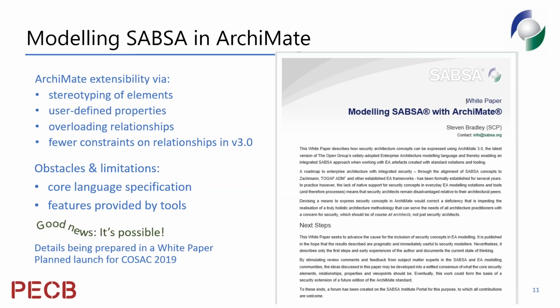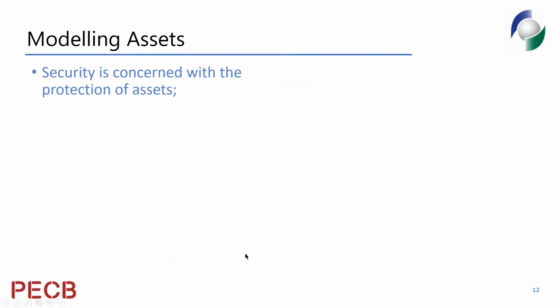And this is the subject of a paper that I'm working on with the SABSA Institute, the people that look after the SABSA security framework. This is a paper that we're going to be launching at the COSAC conference in October this year. So there's a lot of detail in this paper about how you model different elements and what properties they need. Not the greatest format to present that detail in a presentation, but I'll pick out a few examples from here to give you a flavor of how this is being approached in this paper.